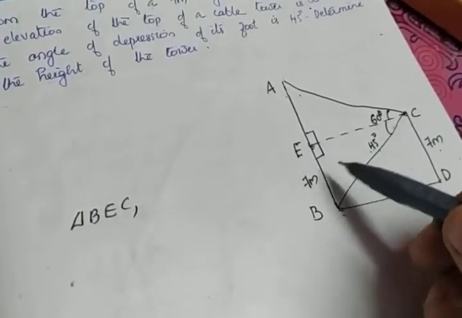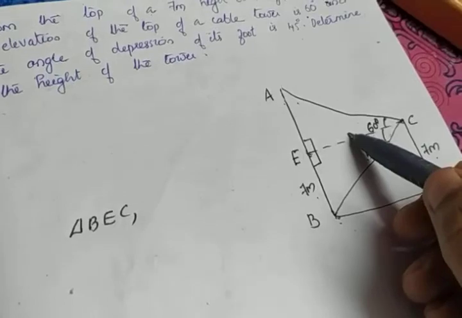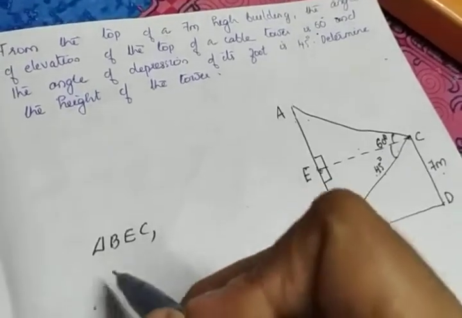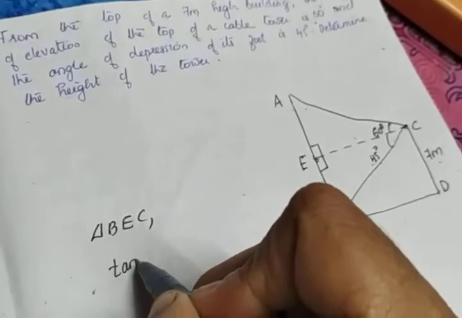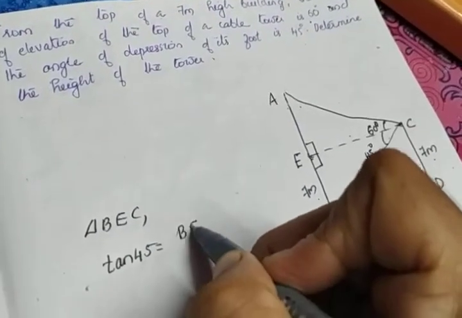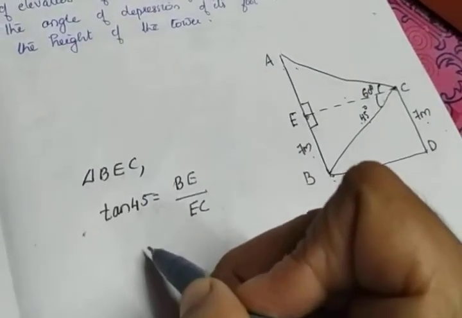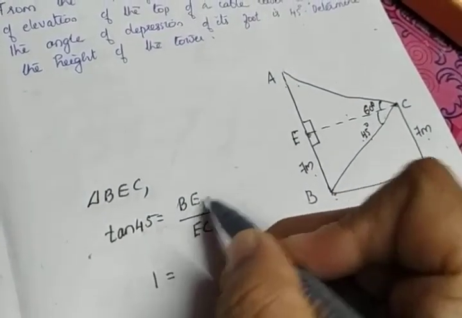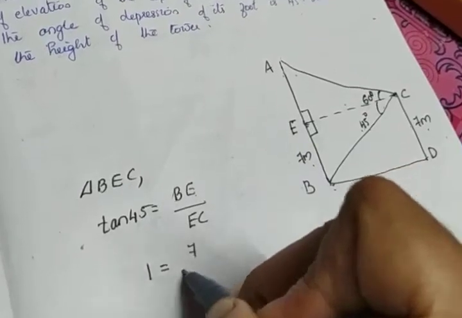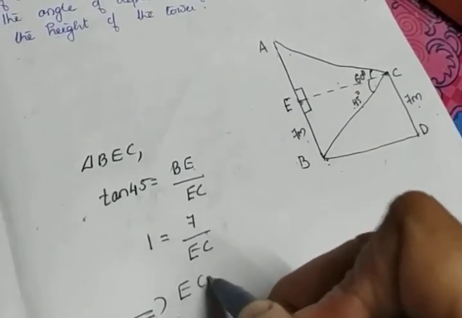I am going to consider EB, the opposite side to 45 degree, and the adjacent side. Okay, so I will take the ratio tan 45 is equal to opposite side BE divided by adjacent side EC. Okay, tan 45, what is the value? 1. 1 is equal to BE, we know the value 7, divided by EC. So if we cross multiply, EC equal to 7 meter.